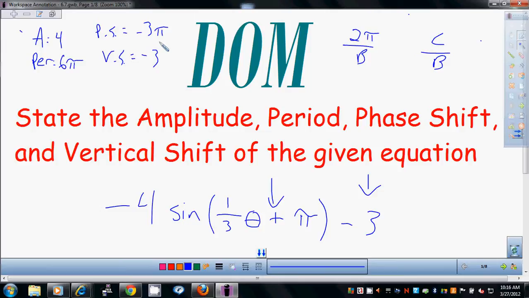How we got negative 3 pi? C over b. Negative pi over 1/3. So that's the same as negative pi times 3 over 1, negative 3 pi. Whenever you divide by a fraction, it's basically going to make your number bigger every time. 2 pi over b for your period. That's the formula. 2 pi divided by 1/3. Once again, divided by a fraction makes it bigger. Well, theta is just like x. It's just the variable.